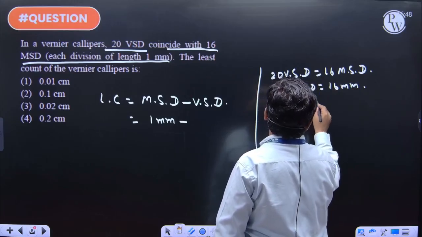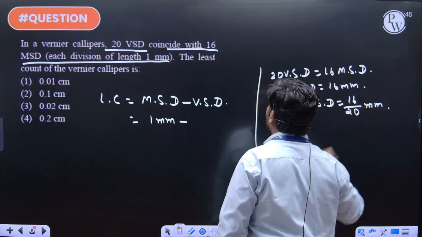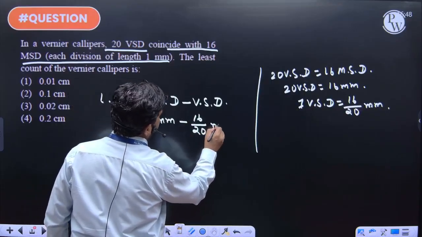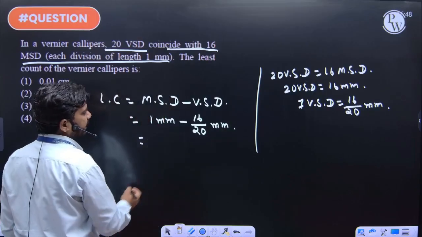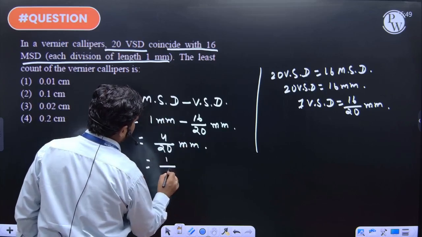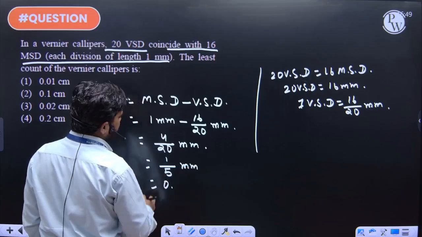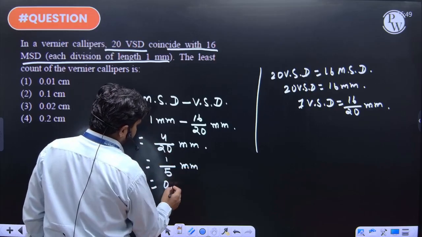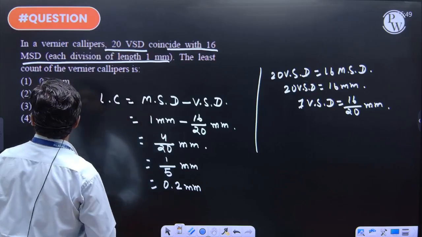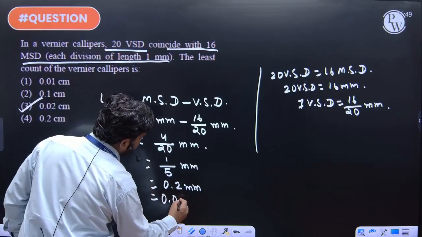So 1 VSD, how much are you getting? 16 by 20 mm, right? So 1 mm minus 16 by 20 mm. How much are you getting? 20 minus 16 is 4 by 20 mm. So it is 1 by 5 mm. So you are going to get 0.2 mm, which is 0.02 centimeter. So basically it is 0.02 centimeter.